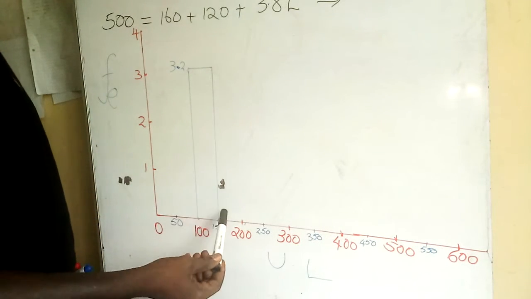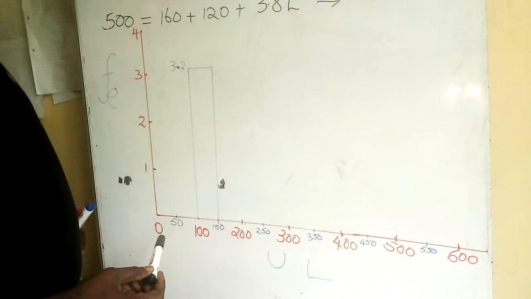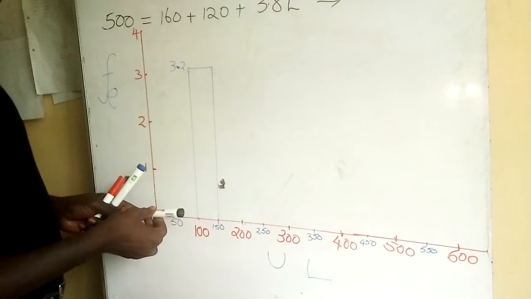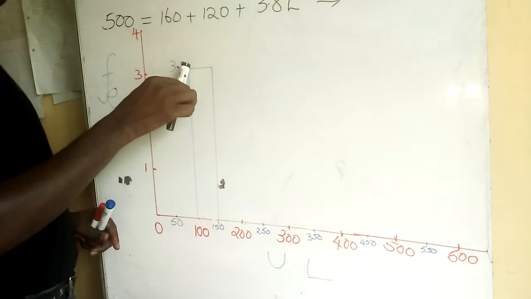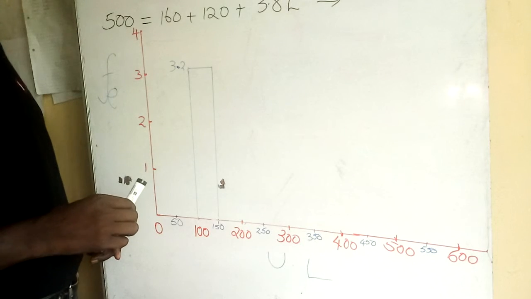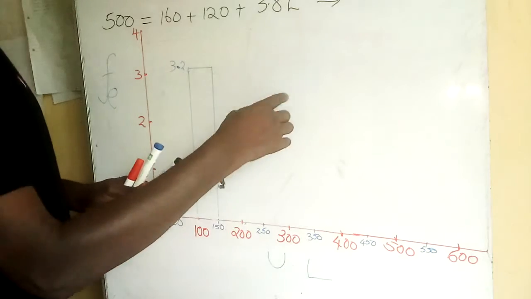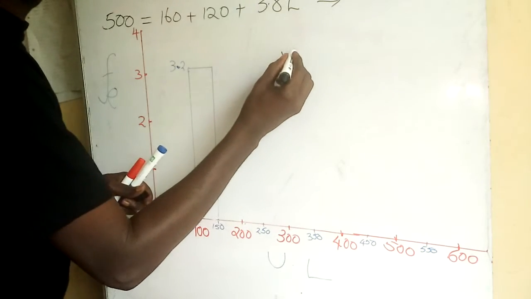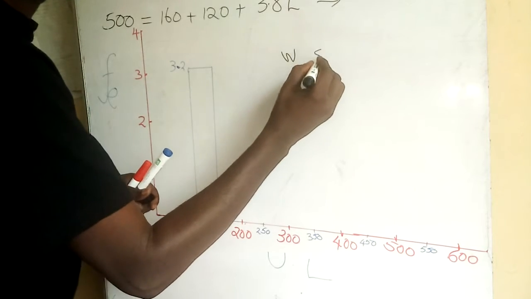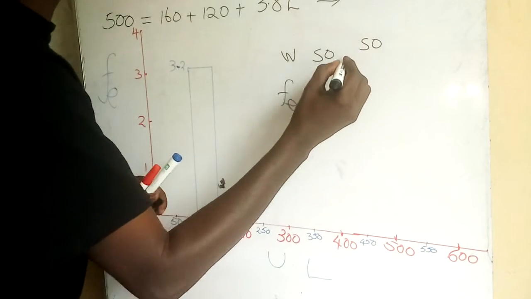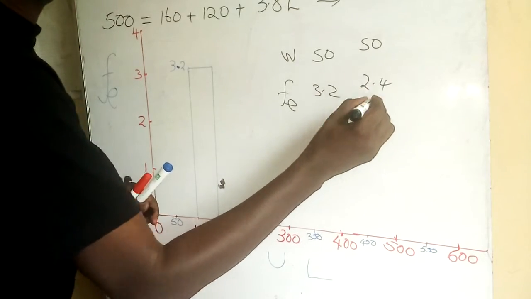I've drawn the first bar. The first bar has a width of 50 and a height of 3.2. This is the first bar. The next bar has, if I may do here, width, and then here, frequency density. It was 50, 50, here 3.2, here 2.4.